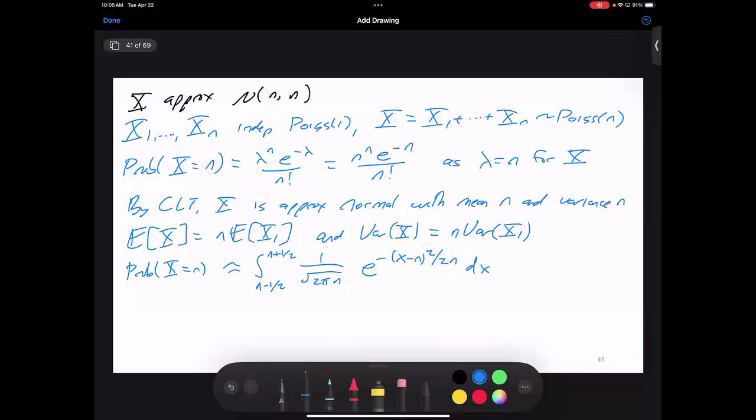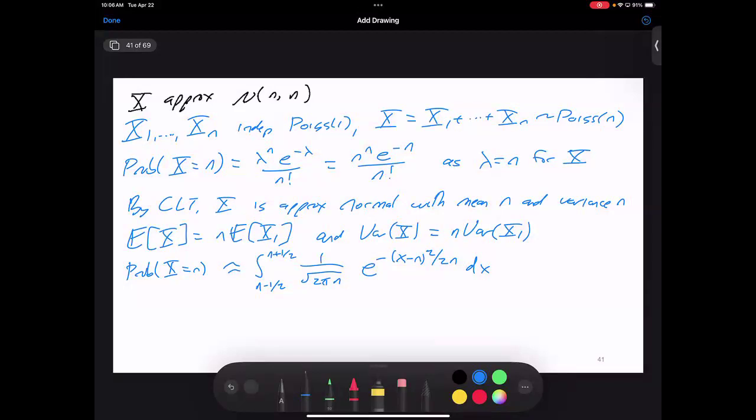Well, let's evaluate the exponent when x equals n. When x equals n, what's the exponent? Zero, right? If it goes all the way up to n plus a half, we get a half squared over 2n. This is e to the negative 1 over 8n. If n is large, what is e to the negative 1 over 8n? It's basically e to the 0, which is still basically 1.